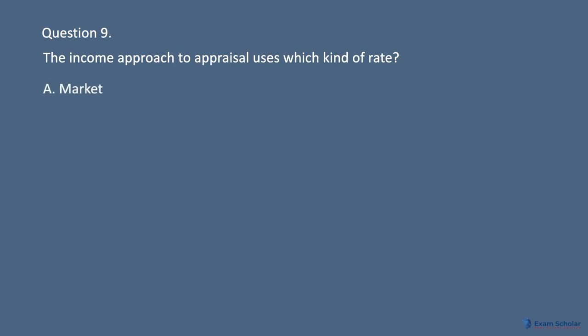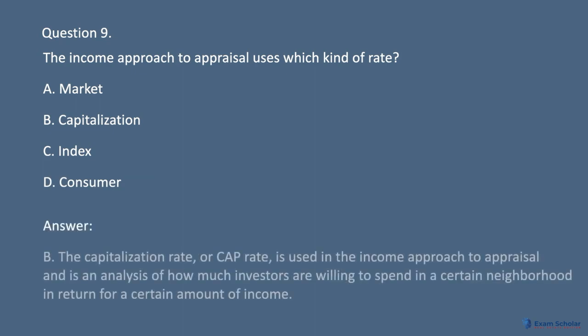Question 9. The income approach to appraisal uses which kind of rate? A. Market. B. Capitalization. C. Index. D. Consumer. Answer: B. The capitalization rate, or cap rate, is used in the income approach to appraisal and is an analysis of how much investors are willing to spend in a certain neighborhood in return for a certain amount of income.